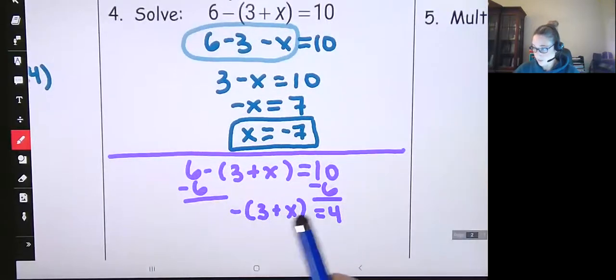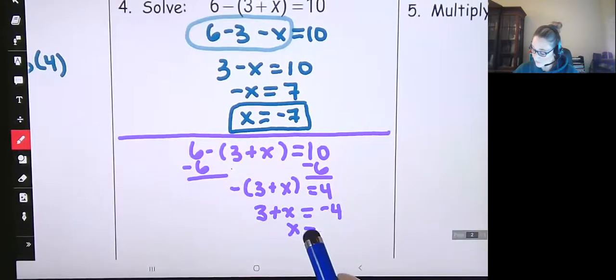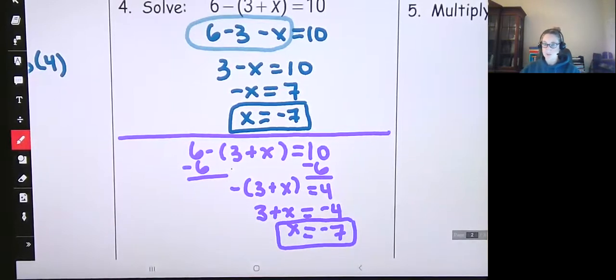I am going to divide everything by negative, so I'm going to get 3 plus x is equal to negative 4. Then I'm going to subtract 3, and I get x equal negative 7. So you see I end up with the same answer. So there's a couple different ways you can think about this problem.